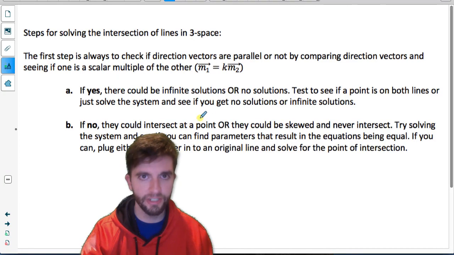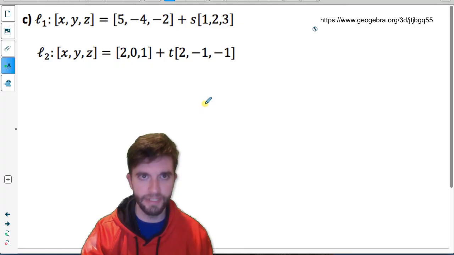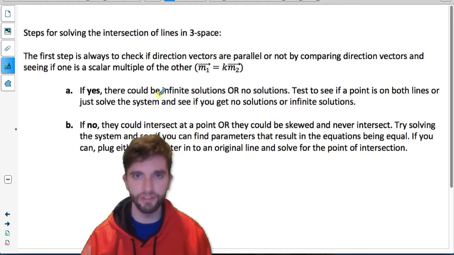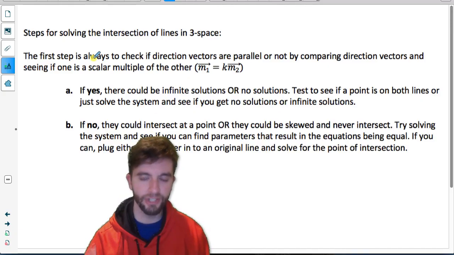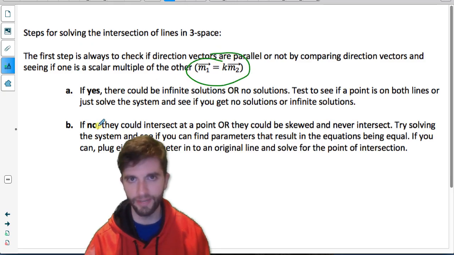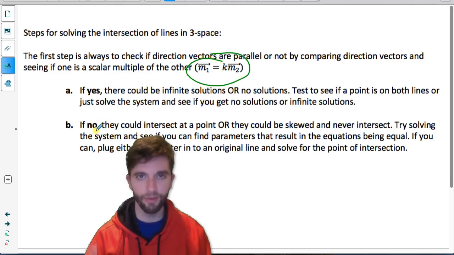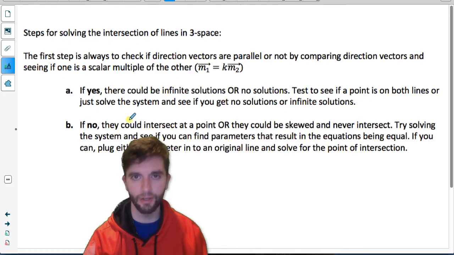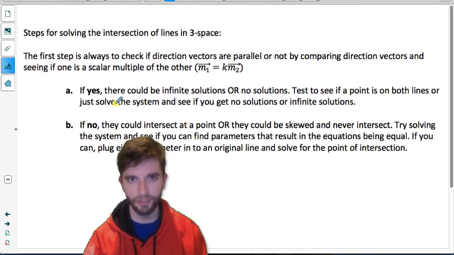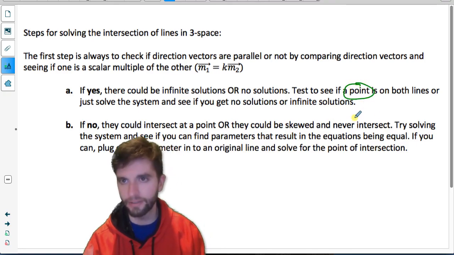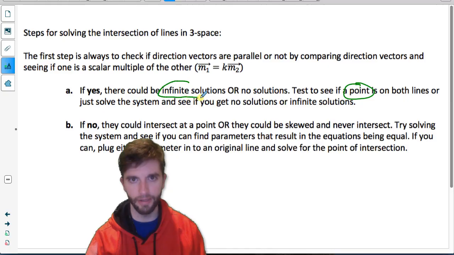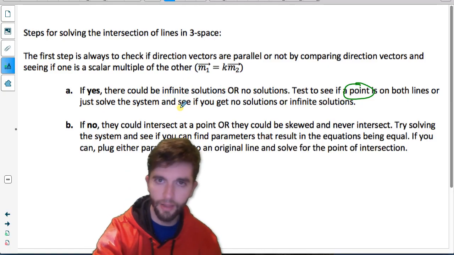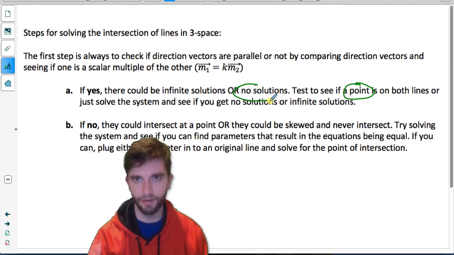Alright, let's solve for three intersections of lines in 3-space. We'll do example 2, A, B, and C. For each of those examples, we're going to go through the same process. The first step, let's check if the lines are parallel. Let's check if the direction vectors are scalar multiples of each other. If they are, then they're parallel. And if they're parallel, they're either parallel and coincident or parallel and distinct. How can we tell between the two? We could just test a point that we know is on one of the lines and check and see if it's on the other line. If it is, then it's on both lines, and the lines are parallel and coincident, meaning there are infinite solutions. If it's not, then that means the lines are parallel and distinct, and there are no solutions.